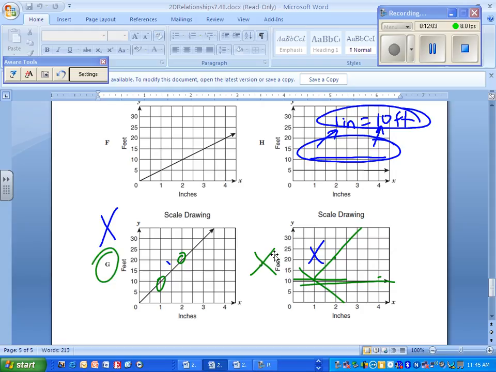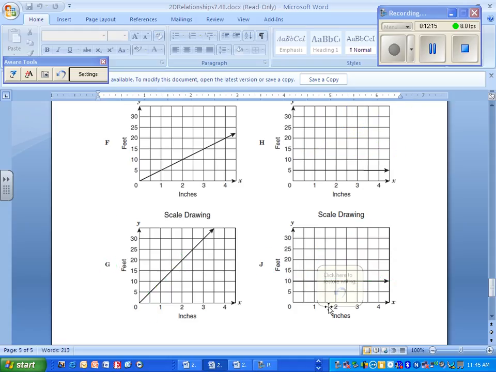Make sure you evaluate each one. Now I changed the scale. You don't have to change the scale. You can just be looking at 1/2 inch. Here's your 1/2. That represents 5. That means 1 inch would be 10. So that's still your answer.